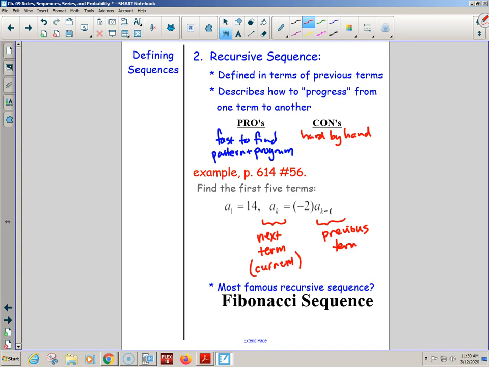Fibonacci. I have tons of fun Fibonacci videos if you need some extra enrichment if you're home at some point.